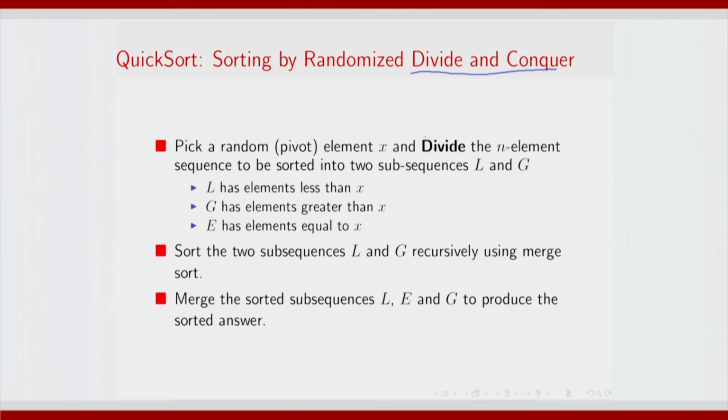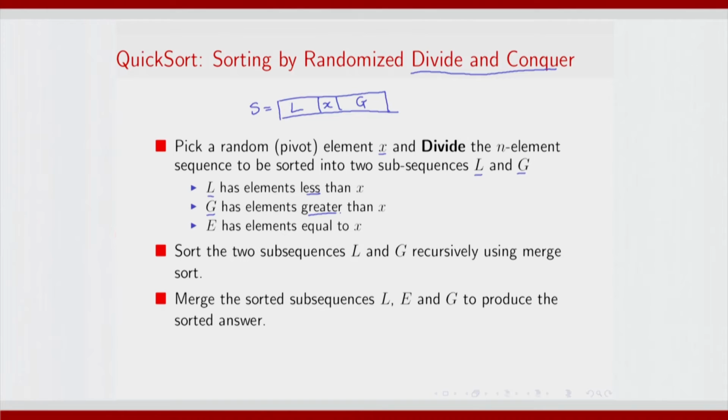In particular, given a sequence S, quicksort is hinged upon choosing a pivot element x, and based on this pivot element x, identifying the set of elements in S which are less than x and the set of elements in S which are greater than x. So pick a random element x, then divide the n element sequence to be sorted into two subsequences L and G such that L has elements less than x, G has elements greater than x.